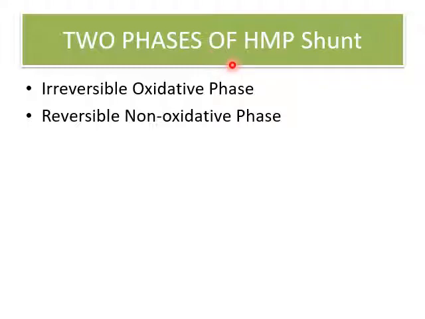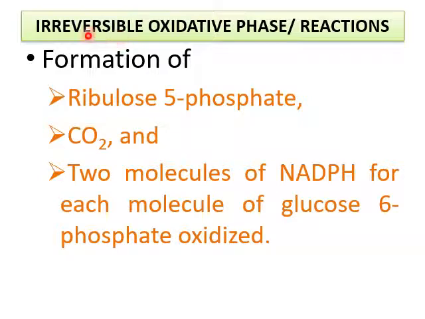There are two phases of HMP pathway. The very first phase comprises irreversible oxidative reactions, while reversible non-oxidative reactions take place in the second phase of HMP pathway. In the irreversible oxidative phase of HMP pathway, which is the first phase of HMP shunt, this basically results in the production of one molecule of ribulose 5-phosphate, which is a 5-carbon sugar. Then in this phase, carbon dioxide is released and two molecules of NADPH are generated.